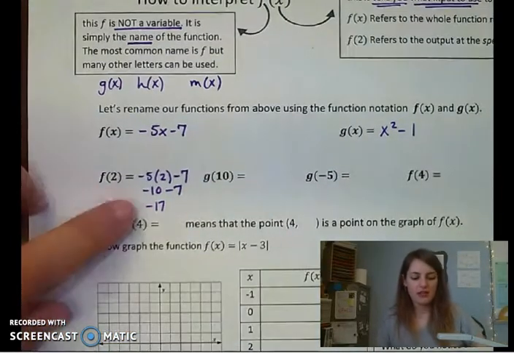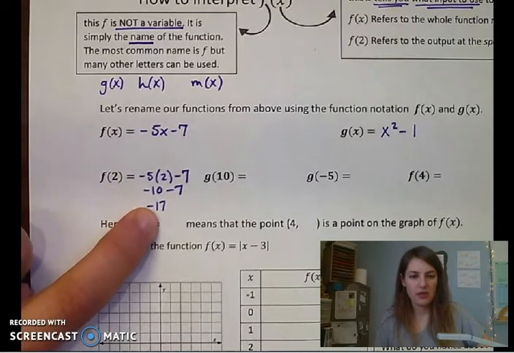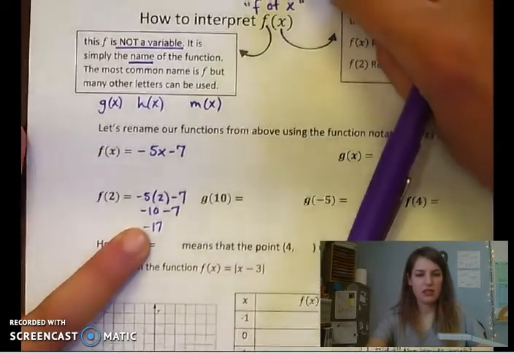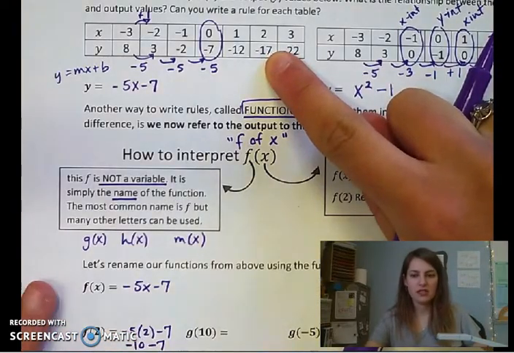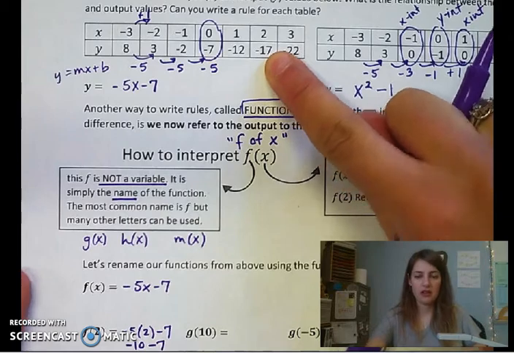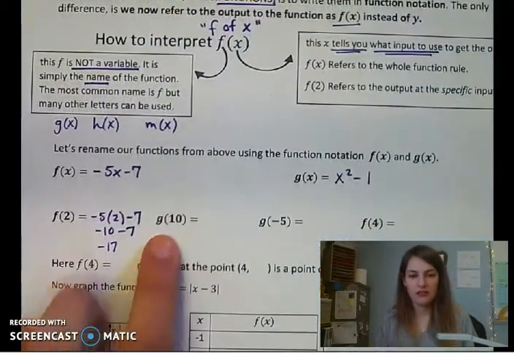So we actually saw that one in the table above. The input of 2 gives us the output of negative 17, which is right there in the table. So it's just a different way of writing and talking about input and output together. Let's try another one, g of 10.